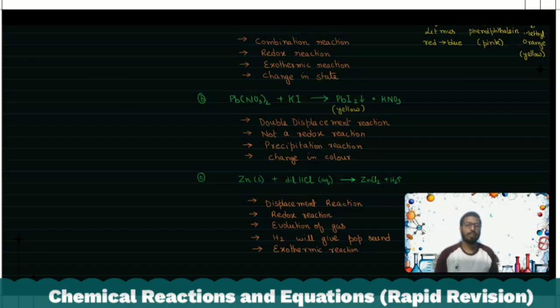Okay, so hopefully you have understood these three reactions. What we have seen over here is that in a chemical reaction there is a change in state, there is a change in color, there is a change in temperature, and evolution of gas.